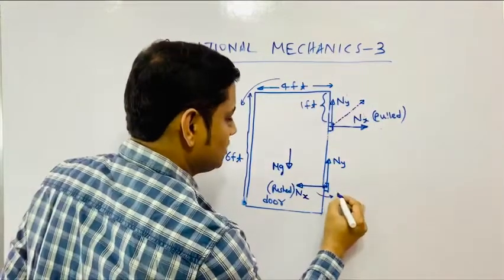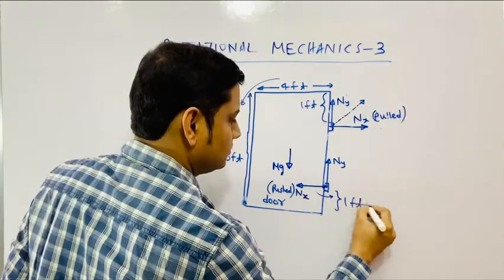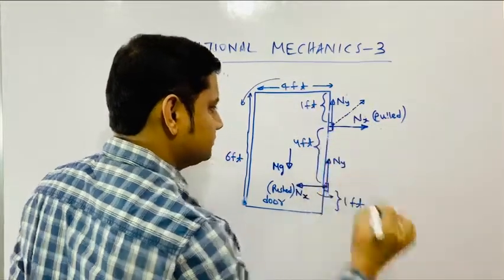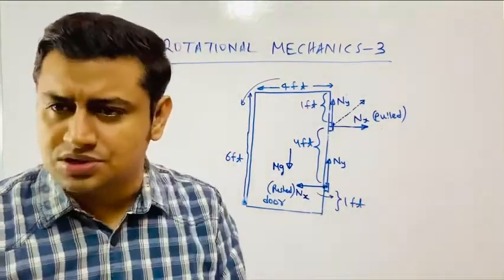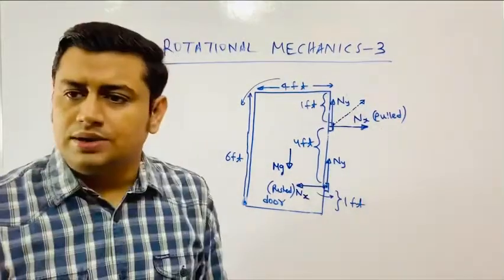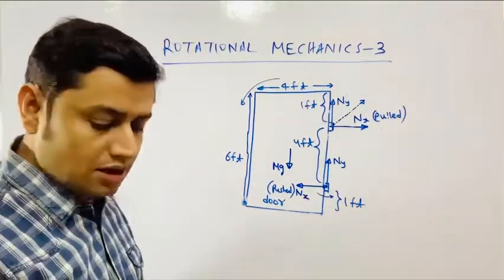This distance is also 1 feet, and this distance is remaining 4 feet. Some distances are given in the question. The question is how to calculate Nx and Ny. So how to get about that?